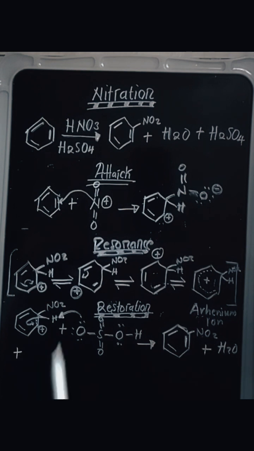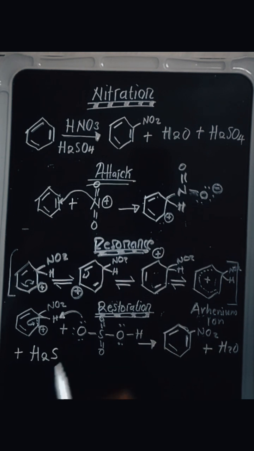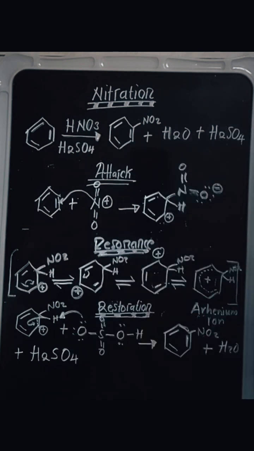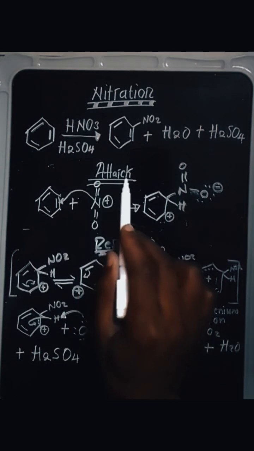And then, because we've protonated this, it becomes sulfuric acid. And we've come back to our original equation. Sulfuric acid, water, nitrobenzene. That's how nitration is done.